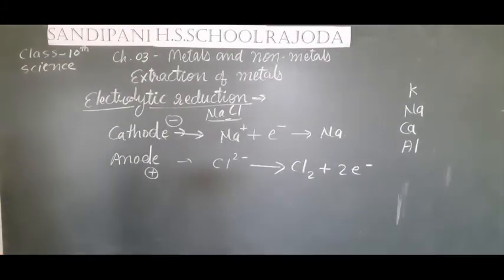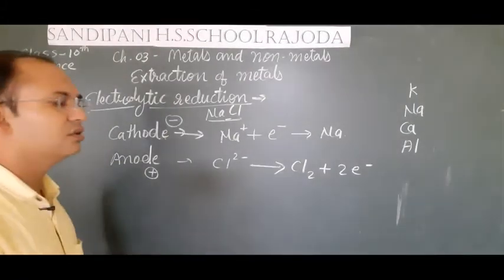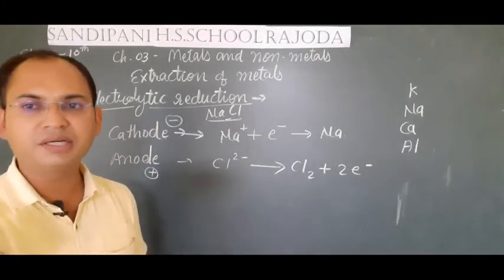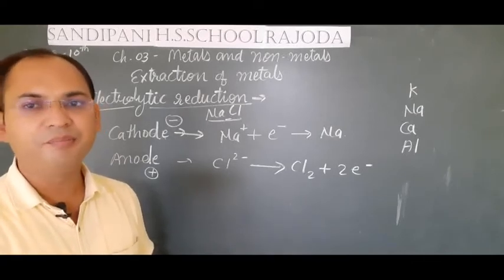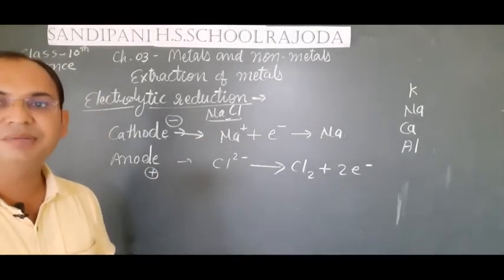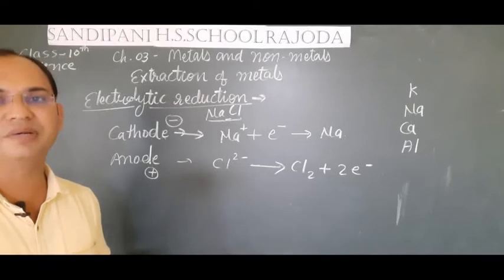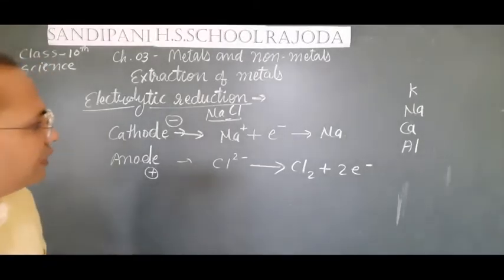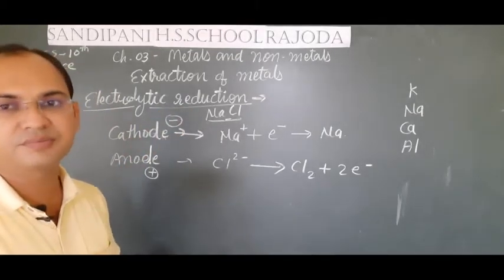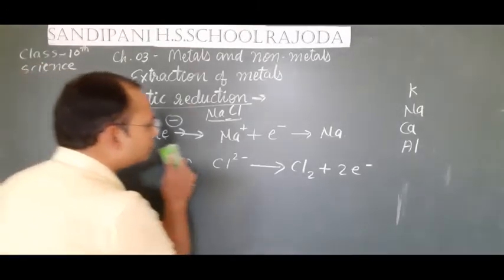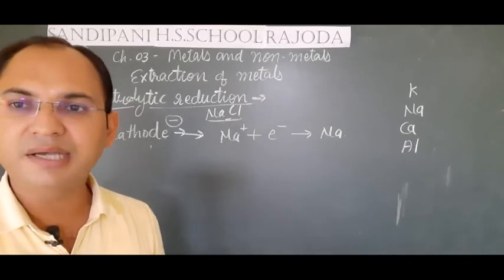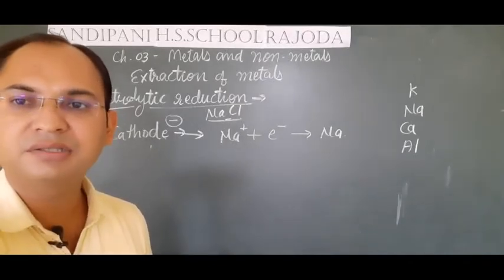These are the reactions that take place at the cathode and anode in order to get the metals. Now, once the metal is extracted, different methods are used in order to purify it. Up to some extent, the metal extracted by electrolytic reduction also contains some impurities, and in order to remove those impurities, other special methods are applied to purify the metals.